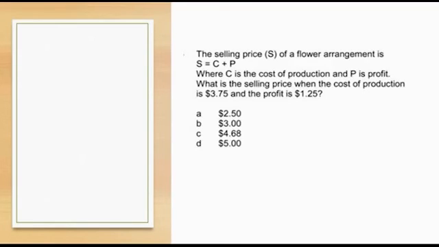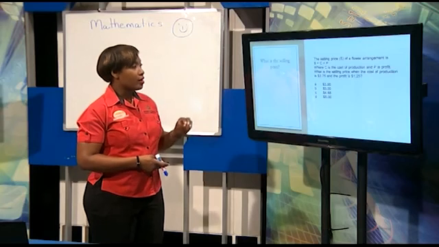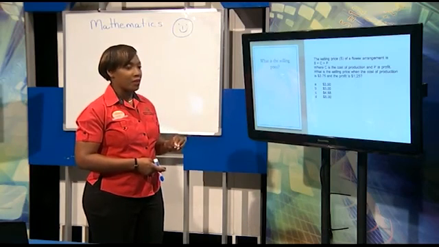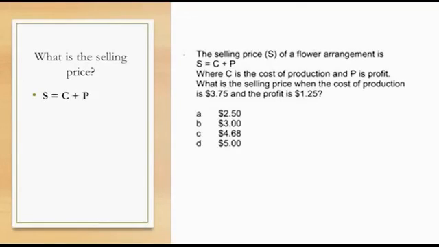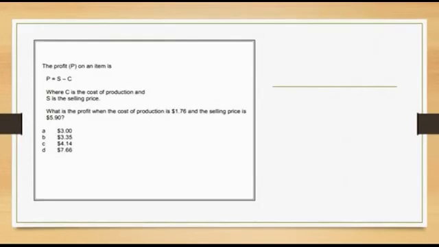$1.25? So you're looking at information and substituting it in this simple equation to figure out what your selling price is. They gave you the value of C and they gave you the value of P. All you're doing is substituting to find S, which is the selling price. So C is $3.75 and P is $1.25. If you add those, you would get $5. So the selling price for the flower arrangement is $5. It's so easy to figure out.